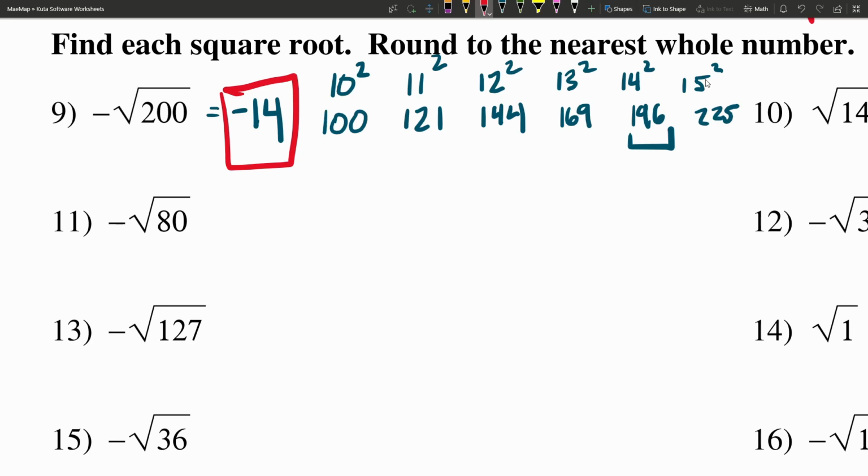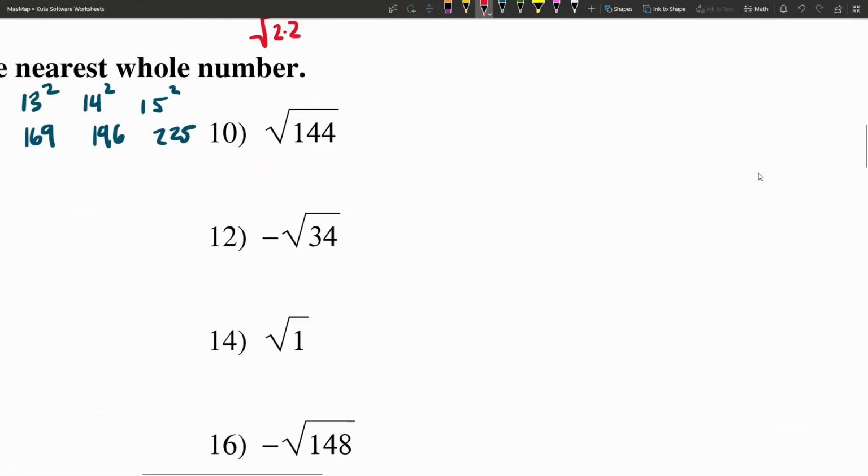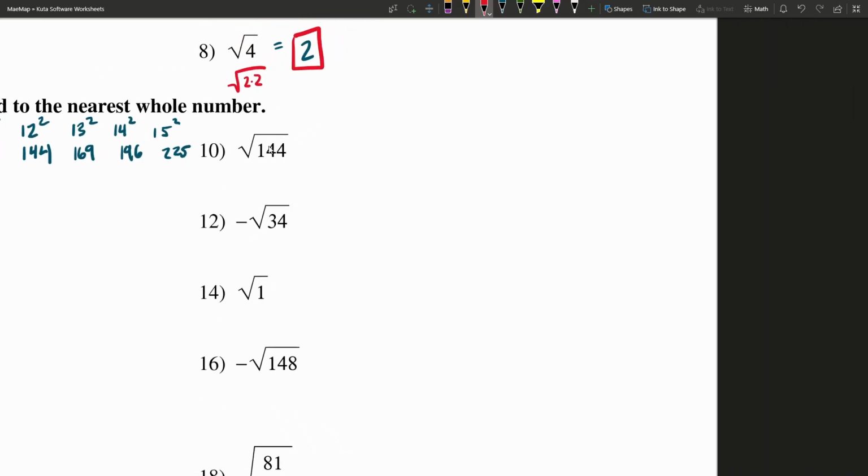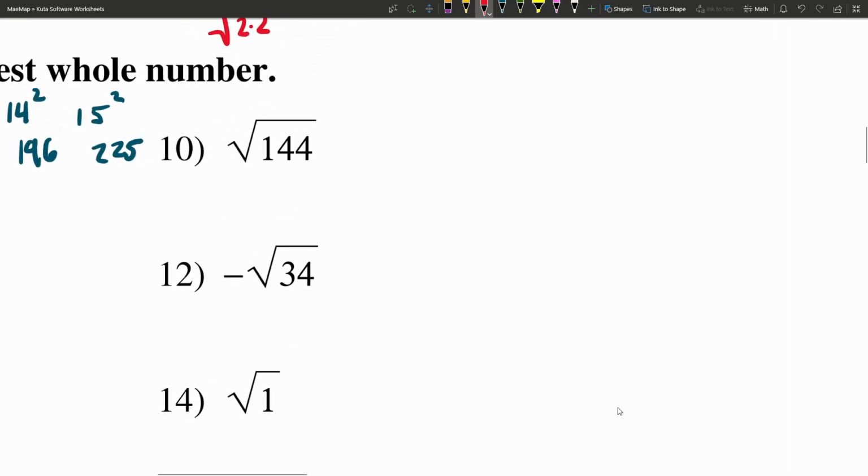Let's move on to number 10. In number 10, we have the square root of 144, which, if you recall, we wrote that down over here. This 144 over here. 144 is equal to 12 squared. So because 12 times 12 equals 144, the square root of 144 equals 12.